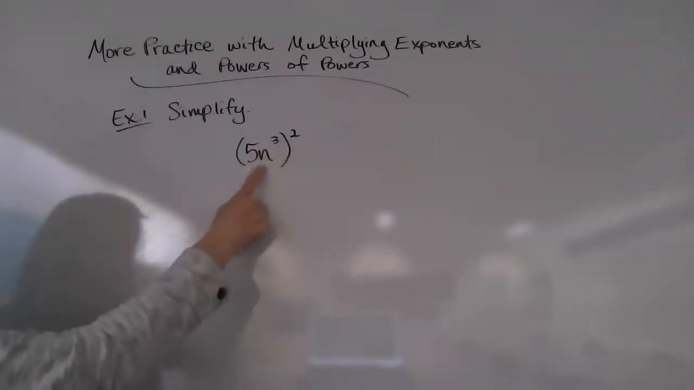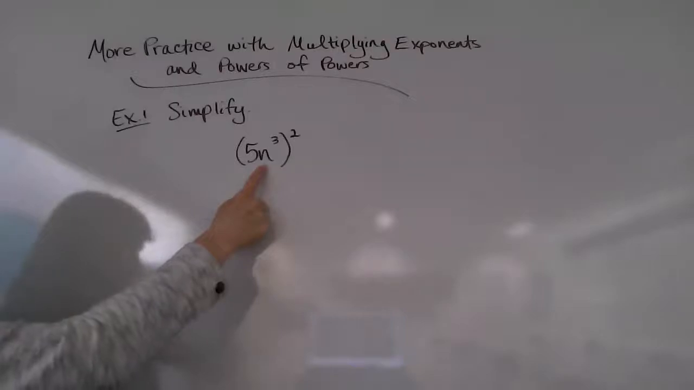Hello, let's do a few more examples where we are multiplying exponents and using powers of powers. So our first example says simplify, and notice that inside the parentheses we have 5n to the third power. That power of 3 is next to the n, and it only affects the n. It does not affect the 5.